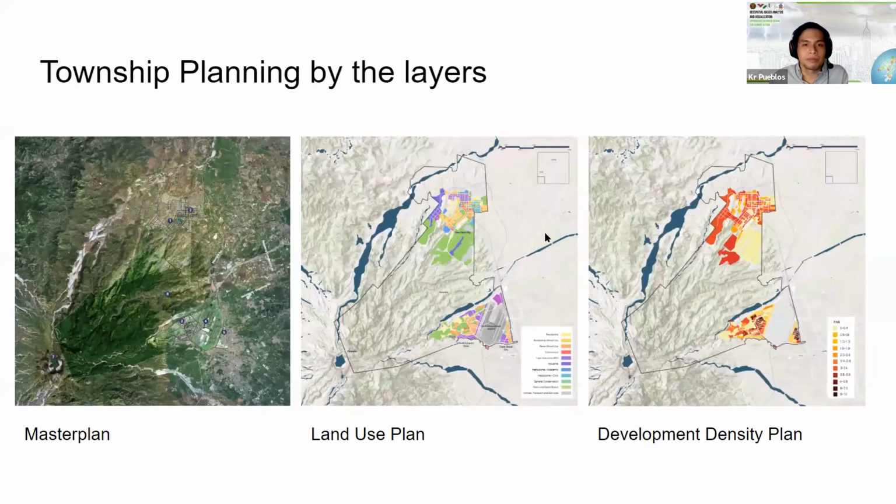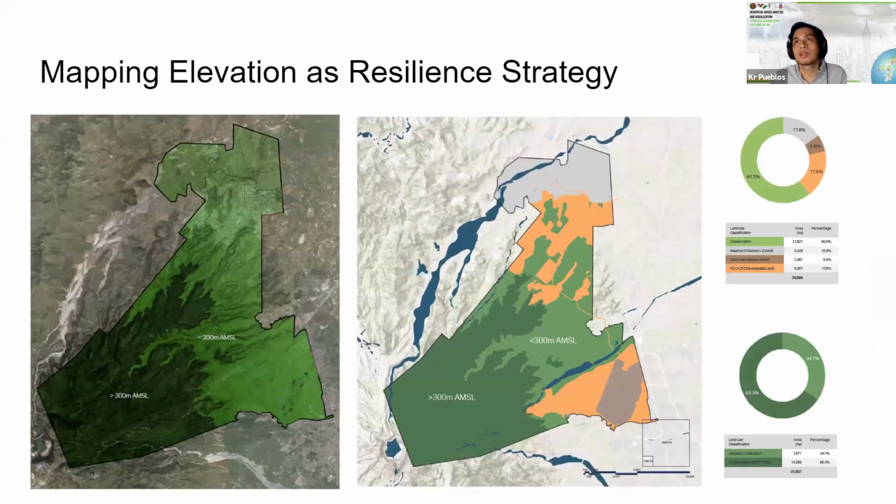And so aside from that, this is different from before where we looked at coastal resilience strategies. For this one, what we looked at was elevation as a resilience strategy. So anything below 300 meters above sea level was where the development happened. And we decided that anything above 300 was a no-go zone for development. Everything is for conservation. We wanted to maintain a 60 to 70% conservation ratio.